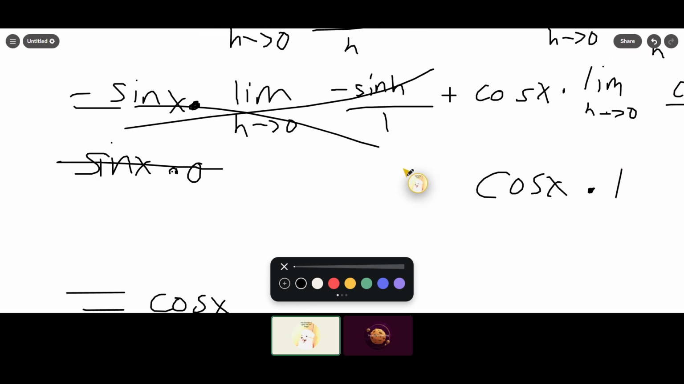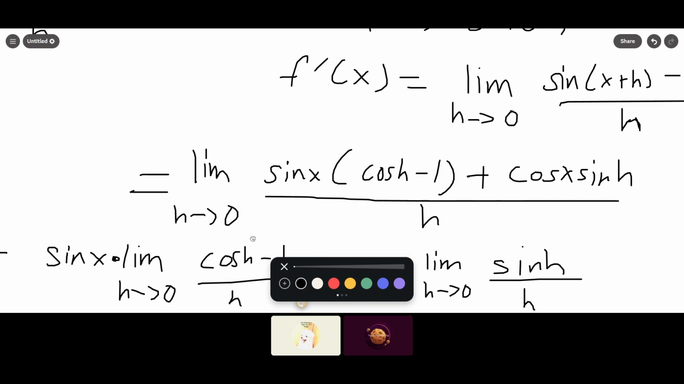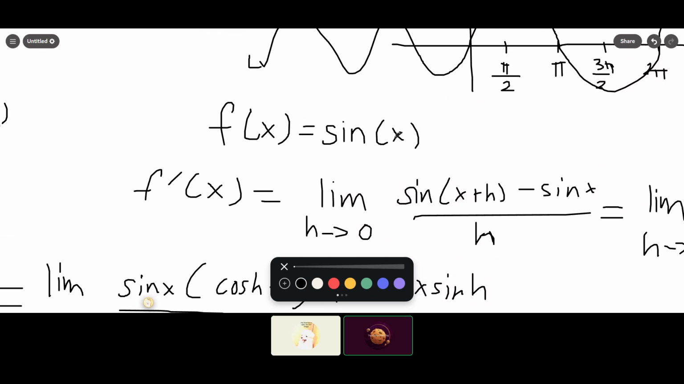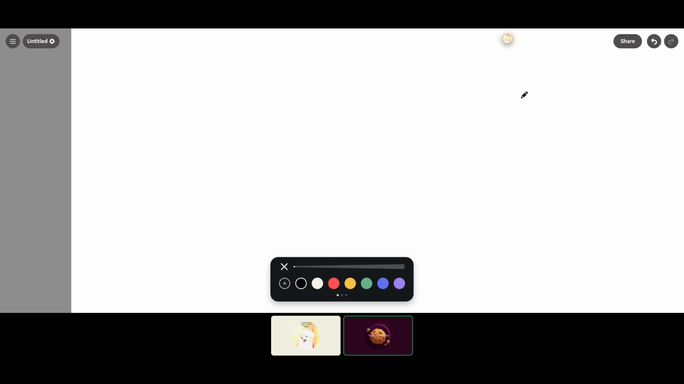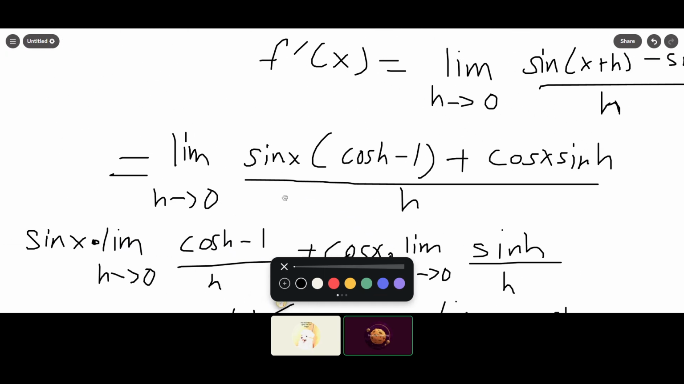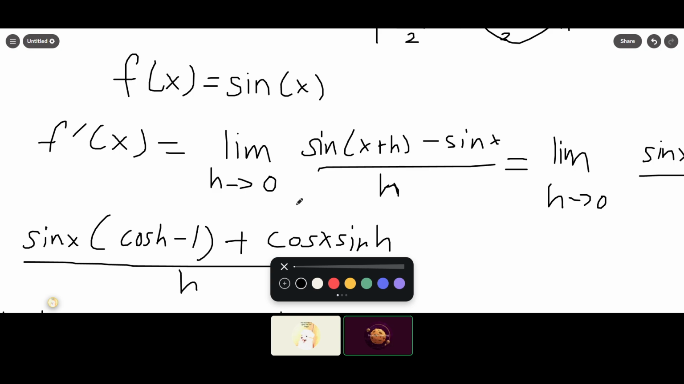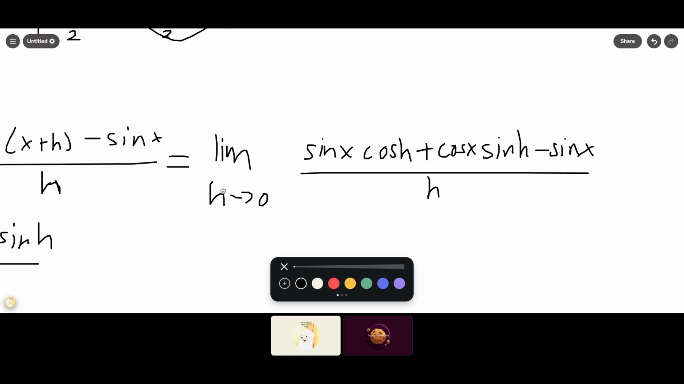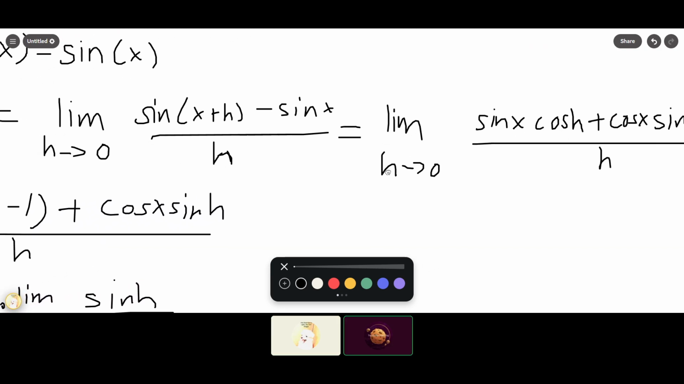And wow, guys, we just proved that the derivative of sine x is cosine x using only the formal definition of the limit. Wow, guys, give yourselves a pat on the back.